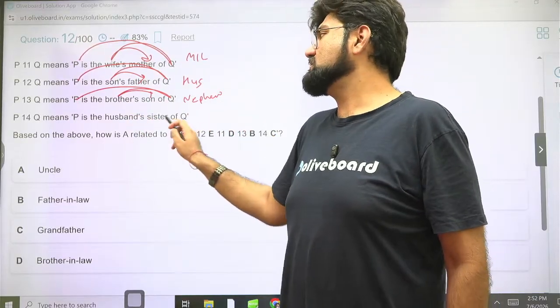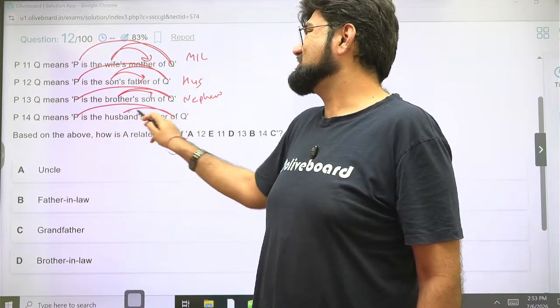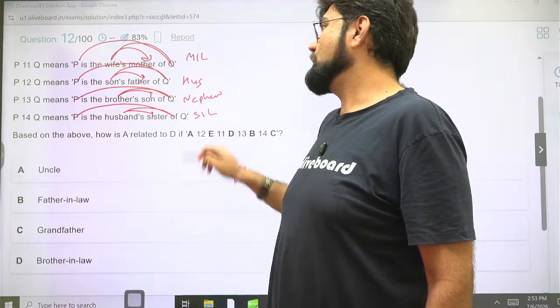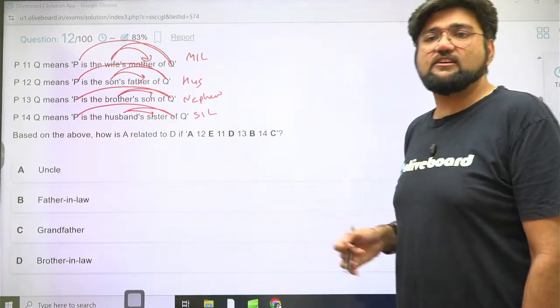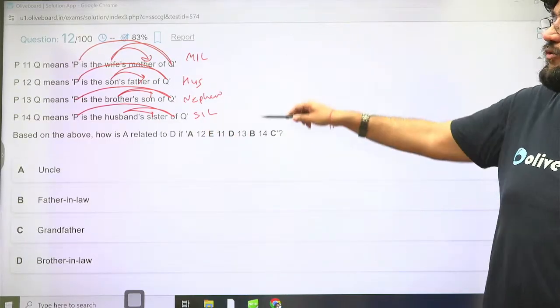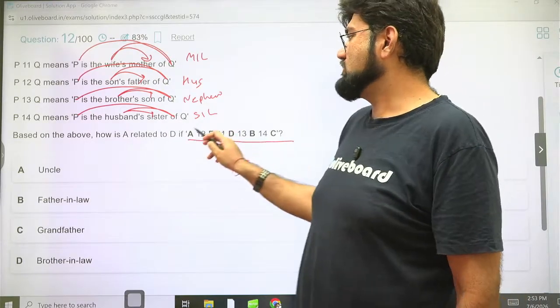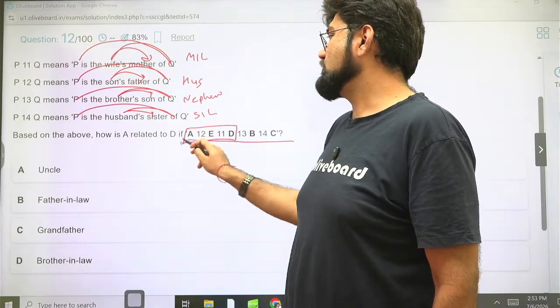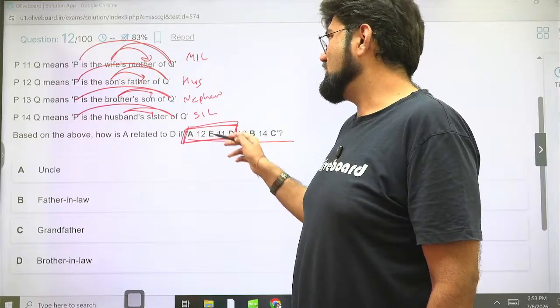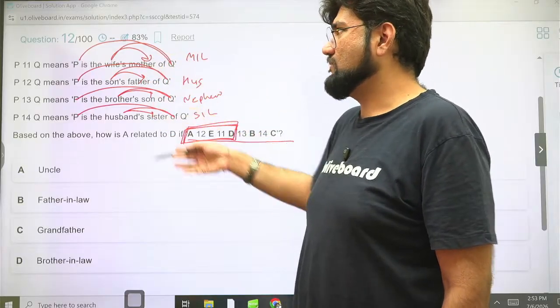And P is husband sister of Q. P is Q's husband's sister, so she is the sister-in-law. So these are the direct relations actually. You could have either solved them beforehand and then approached the question, or just see what is being asked. This is the expression and they're asking you how is A related to D. So only this much needs to be found out. So this is a better option. In fact, only find out for 12 and 11. Why waste time?